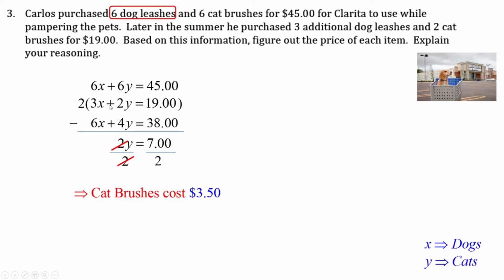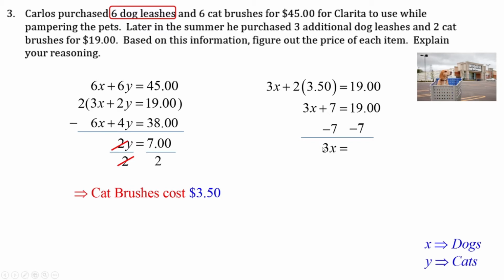How about we substitute into our original equation right there in the middle? 3 times x plus 2 times y, and we just said y was $3.50, or 3.5 if you like, equals 19. Now, let's clean this one up. So we have the 3 x's, and then 2 times $3.50 would be $7 equals $19. Let's subtract $7 from both sides. Equals, and then 3x on the left, and 19 minus 7 would be 12 on the right. So if 3 times x equals $12, wouldn't x have to be $4?